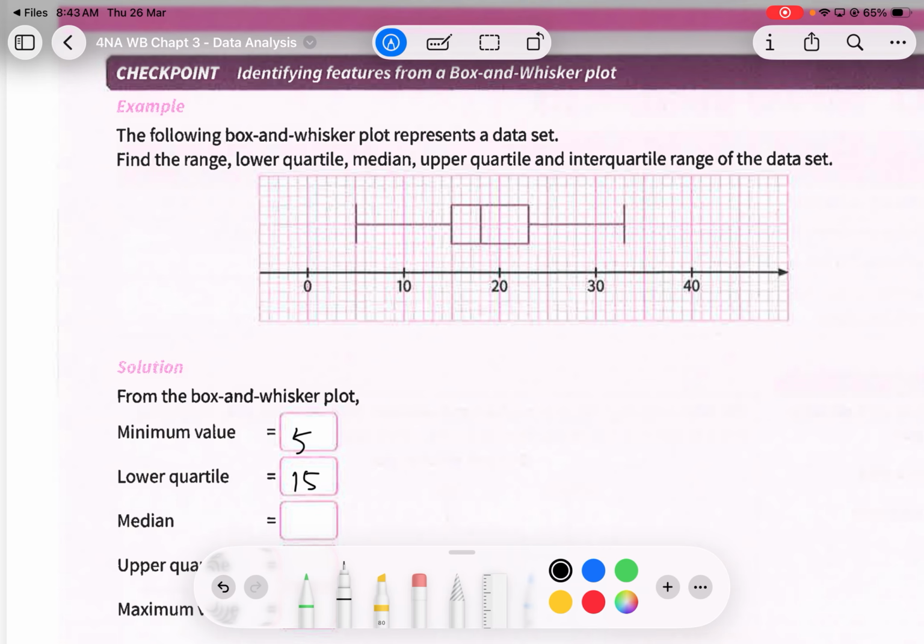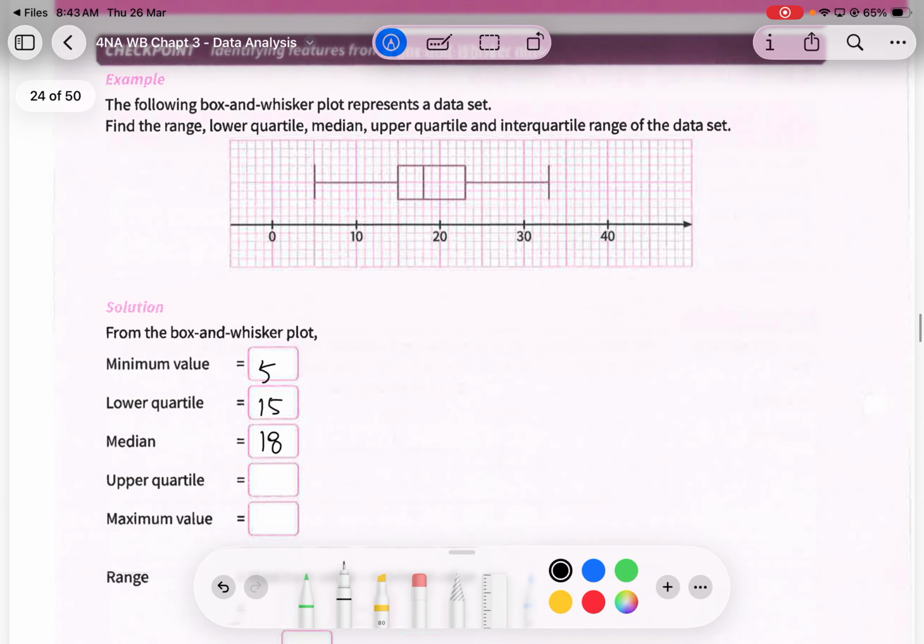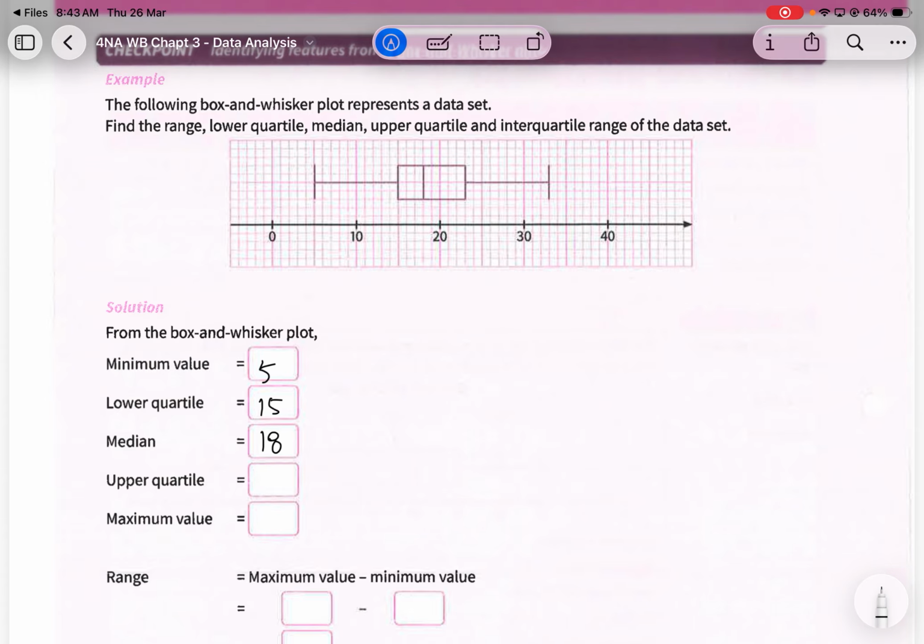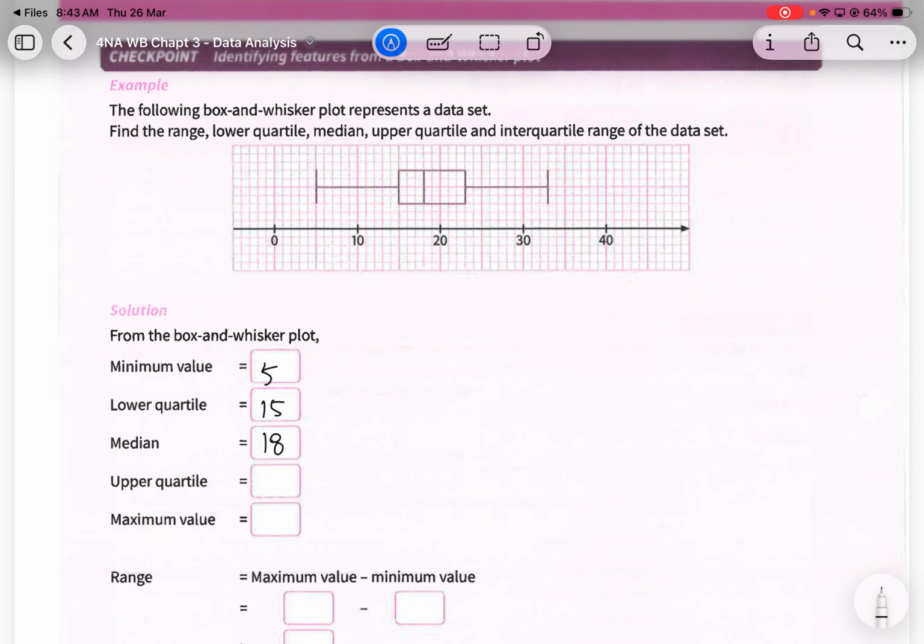Go. Then the median may not be right at the center, but we look at the vertical line. So this vertical line is our median, Q2. So if we read from here, come down, 15, 16, 17, 18. So the median is 18. Upper quartile, here. So read down, 23. Maximum value, the rightmost line, this one, 33.